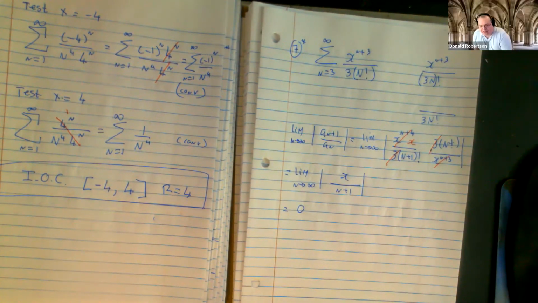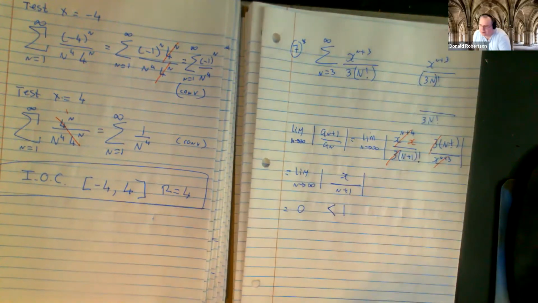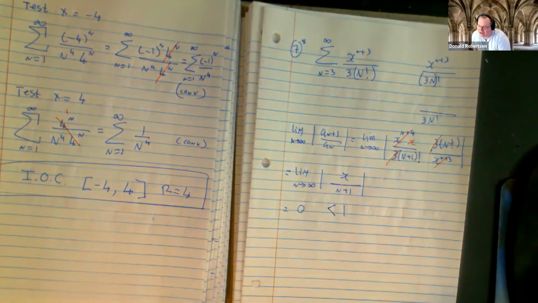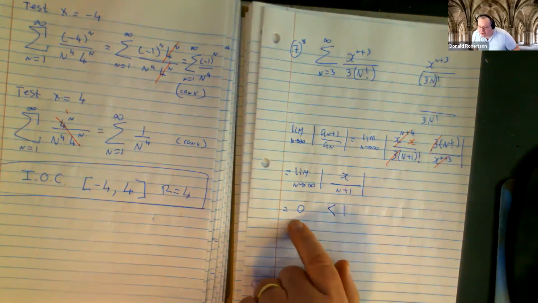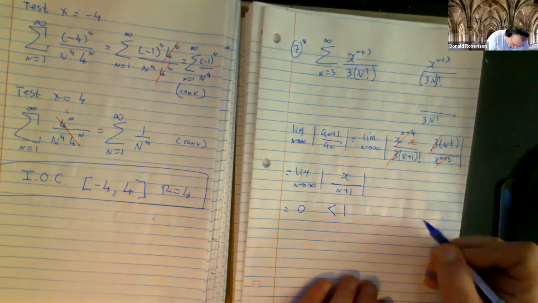Wait a minute. Doesn't the ratio test say that the limit needs to be less than 1? Well, isn't 0 definitely less than 1? And do you notice that this one doesn't have any x's, right? No absolute value of x or anything. Isn't this essentially true for every x? So that's the easy one.